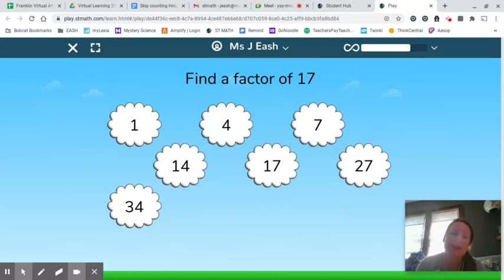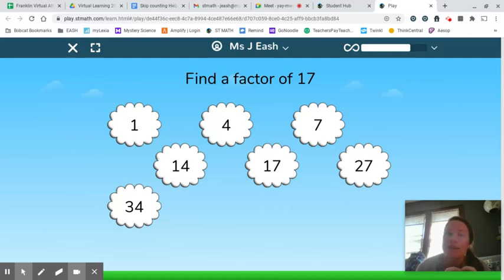So the first one I'm looking at here is find a factor of 17. Now, I know when I multiply two factors together, 17 doesn't come up very often. But one thing that I'm going to do is use skip counting to help me. So you can use your skip counting guide to help you as we do this. I looked through all my skip counting pages and I did not see 17 colored in on any of them, which means 17 is a prime number.